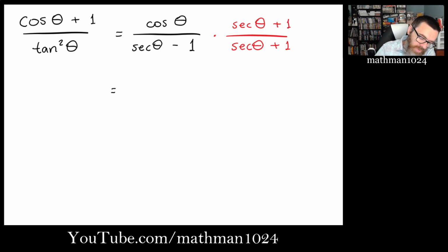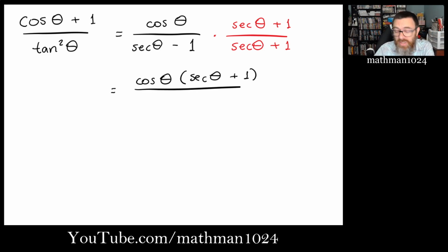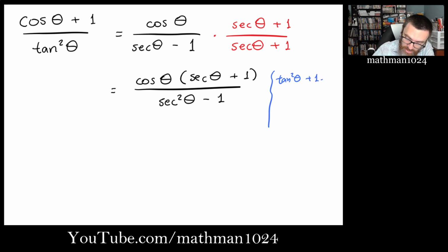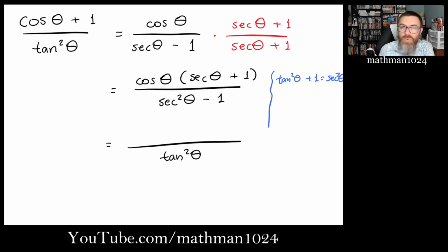And again, the reason for that is so that in the denominator we have a square, where we have the difference of squares, and that would give us secant squared theta minus 1. Now, you may remember this little nugget that says that tangent squared plus 1 equals secant squared. So if I were to move the 1 over, secant squared minus 1 equals tangent squared. So in the denominator, this becomes tangent squared.